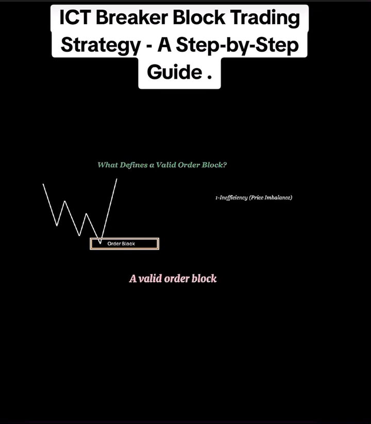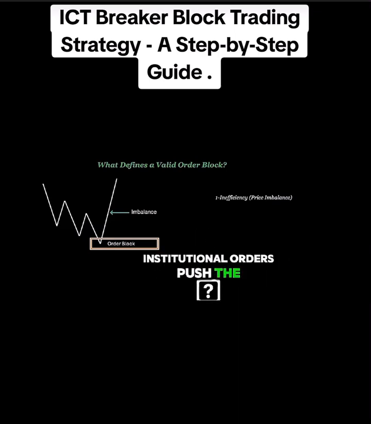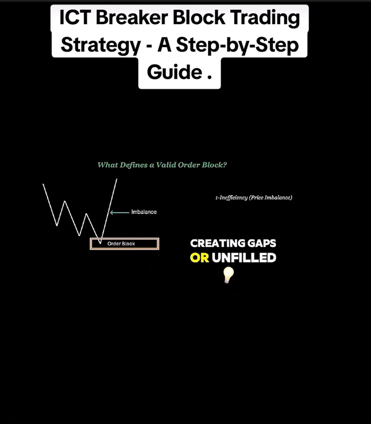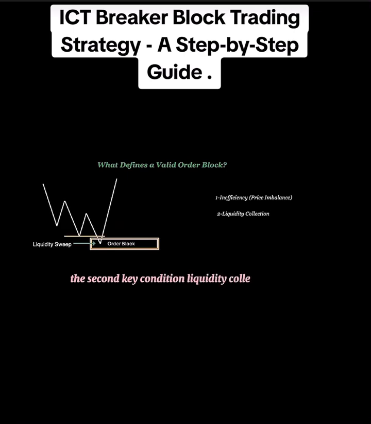Inefficiency. A valid order block often reflects an inefficient price move, where the market quickly moves in one direction, leaving behind a clear price imbalance. This usually happens because large institutional orders push the market sharply, creating gaps or unfilled areas in the price action. This imbalance signals that smart money is involved, and the market will likely return to that area to rebalance the price.